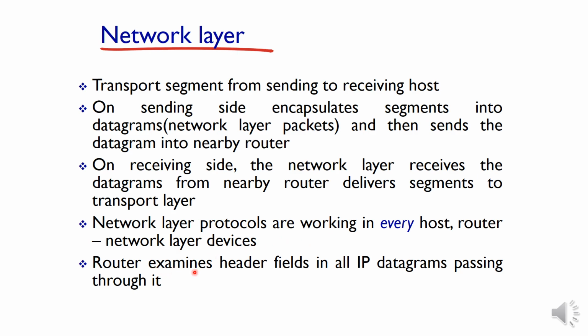The router examines the header field in the IP datagrams passing through it, and based on the examined values in the header, it will redirect the packets accordingly. So the packets are directed to the correct destination. That is the main activity performed in the network layer.